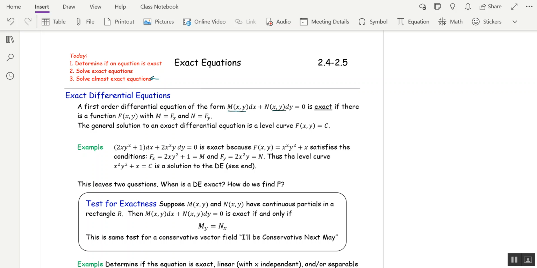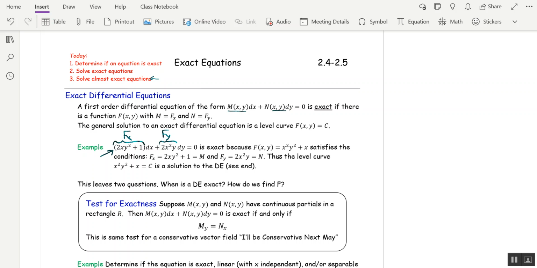So here's an example. This differential equation right here is exact, and I've found a big F. Big F is x squared y squared plus x. Now, if you take F sub x, you get 2xy squared plus 1. That's this function here. So this is F_x. And then if you take F_y, you get 2x squared y. So this is F_y. So that differential equation is exact. And a solution is big F equal to c.